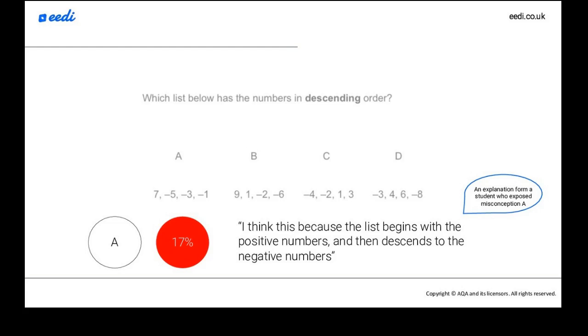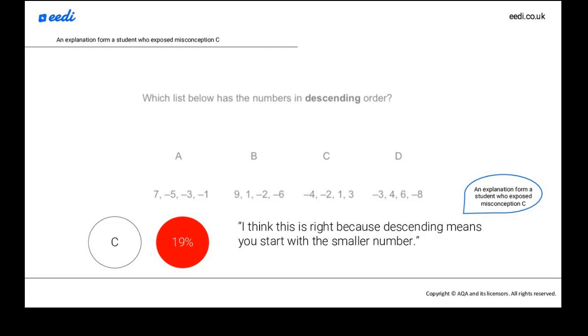Looking at option A, this child has written, "I think this is because the list begins with the positive numbers and descends into the negative numbers." Here you can see that they've not grasped the ordering of negative numbers. They know exactly what descending means, but it's the ordering of the negatives. They've started with the greatest number, but of course that's the smallest negative. Again, a specific misconception, and a number line would absolutely work really well for this one.